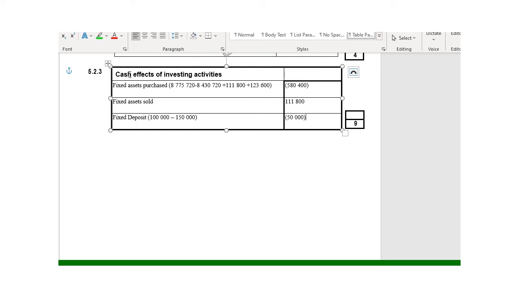Now, this specific way that they give us the note, these are all in a block, which means I must add the total and put it at the top. Sometimes they will give you a total at the bottom, but in this case, if there's a block around, remember the total comes at the top. So it's minus 580,400 plus 111,800 minus 50,000 Rand, which gives me a negative figure of 518,600. So my investing activities are paid out in total 518,600.